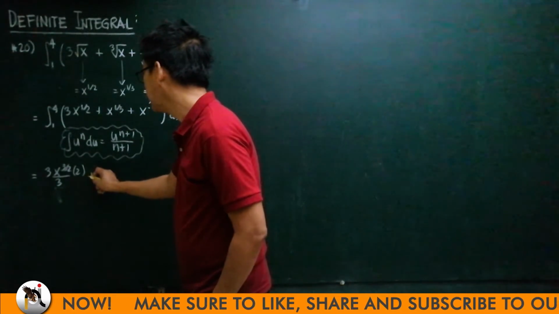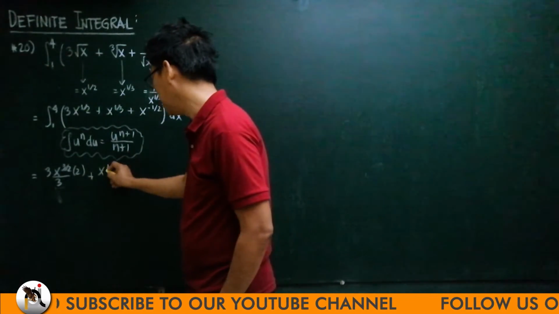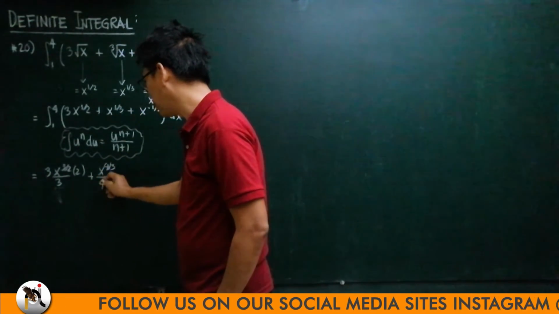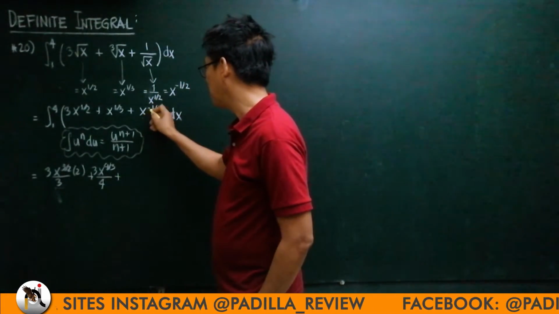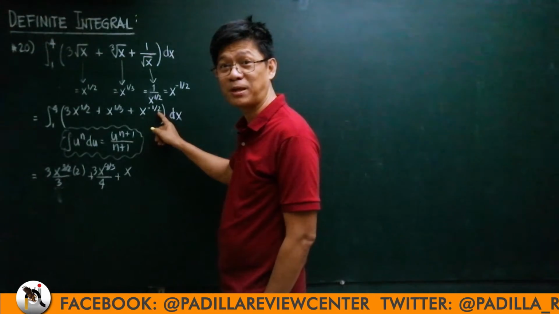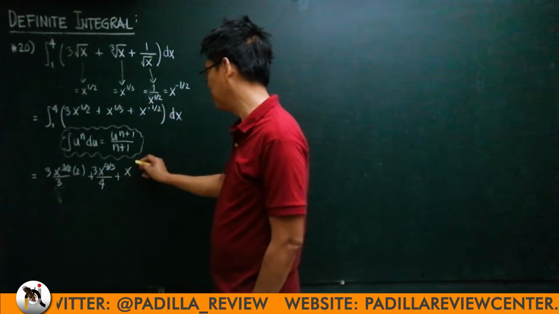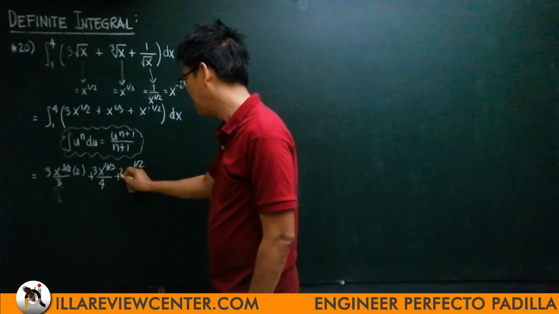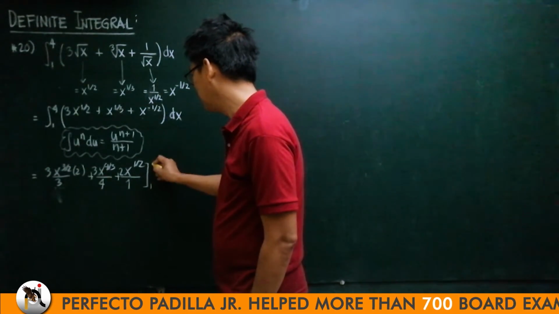Now, plus the integral of x to the 1/3, which is x to the 1/3 plus 1. This is 4/3. 1 plus 3, 4 over 3. Over 4/3. Okay? Plus the integral of x to the minus 1/2, plus 1, is x to the minus 1/2 plus 1. Minus 1/2 plus 1? 1/2. Or that is minus 1 plus 2, 1 over 2. Okay? So minus 1/2 plus 1 is 1/2 over 1/2. Okay? So this is from 1 to 4.